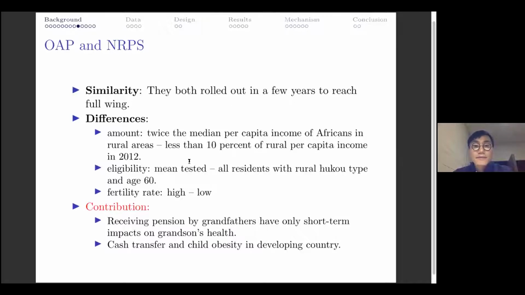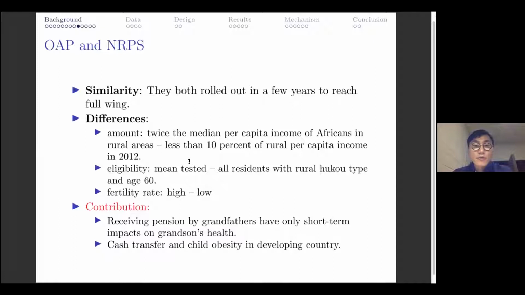And in terms of eligibility, the OAP is means tested, which means only households with income under a certain level can receive the benefits. But NRPS has a broader eligibility, because all residents with rural hukou type and age over 60 generally have the eligibility. And also the fertility rate in South Africa is much higher than China due to the one-child policy in China. So we have two main contributions or takeaways in our study.